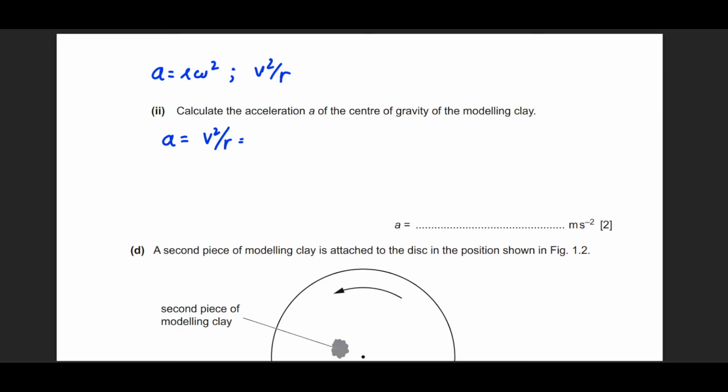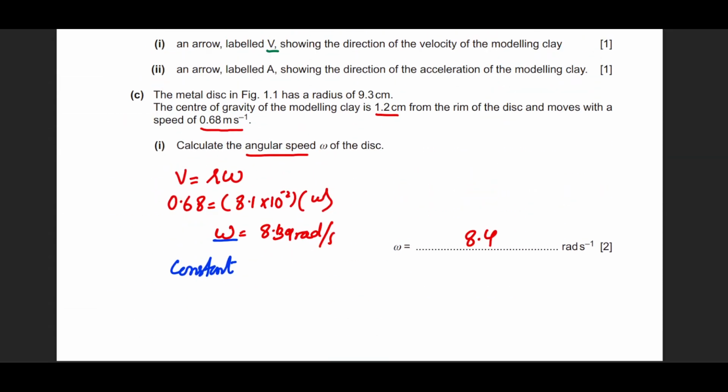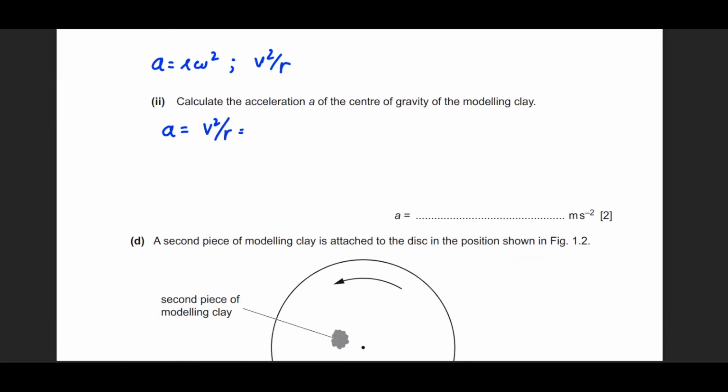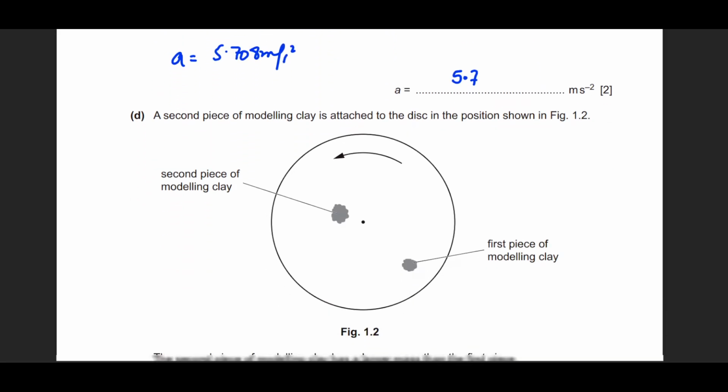This is why I'm choosing V squared over r, because it's possible that in the previous part I made an error in omega, but I'm still sure about the value of velocity V. So owing to this guarantee, I'm preferring this formula. So then we have 0.68 squared divided by 8.1 times 10 raised to the power minus 2, because it's centimeters. So A comes out as 5.708 meters per second squared, which will be 5.7.